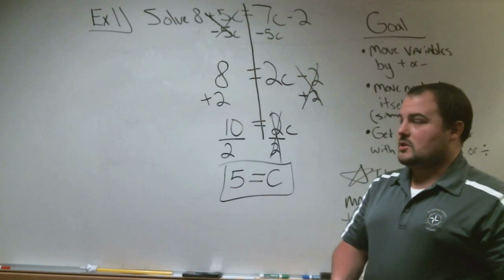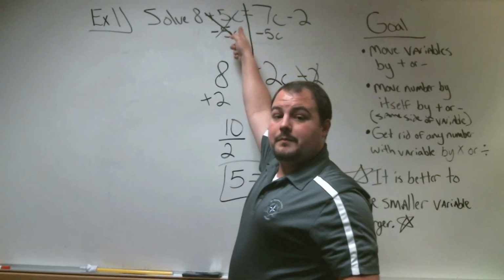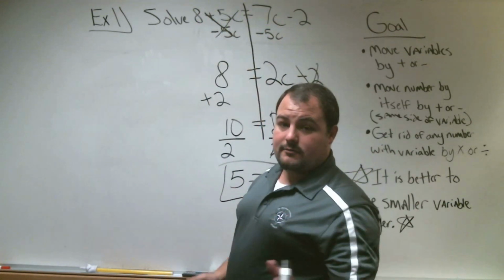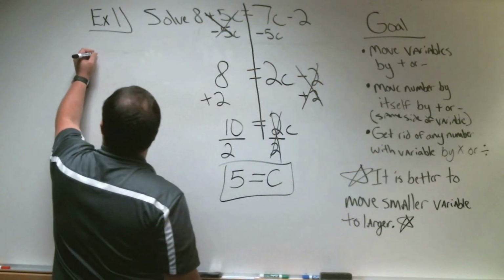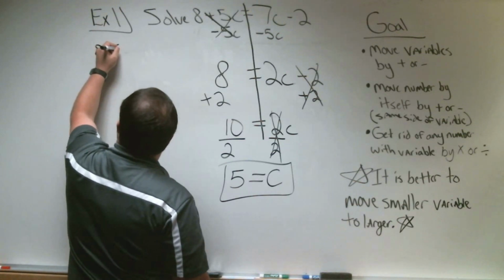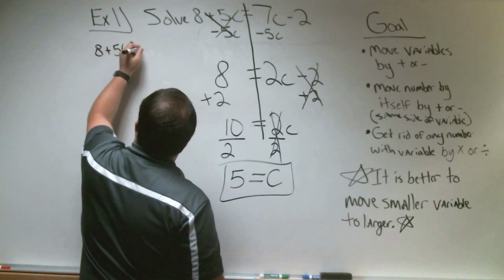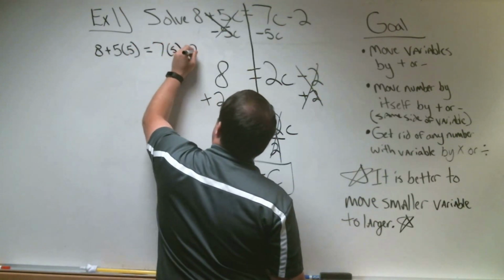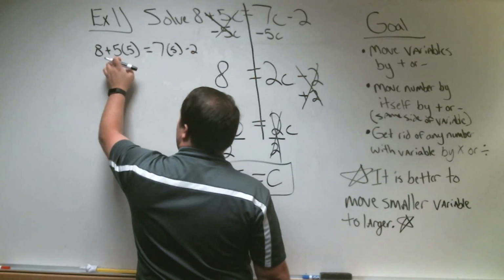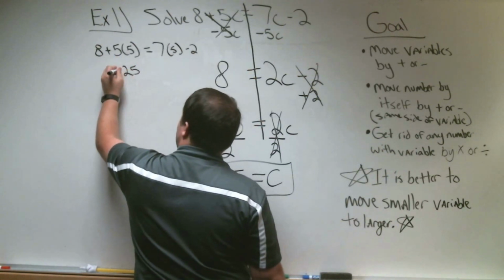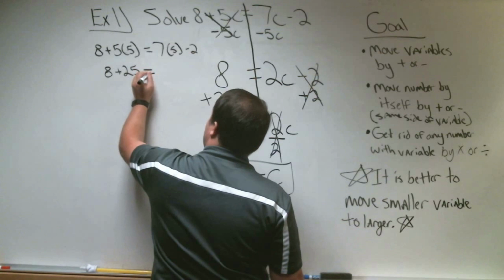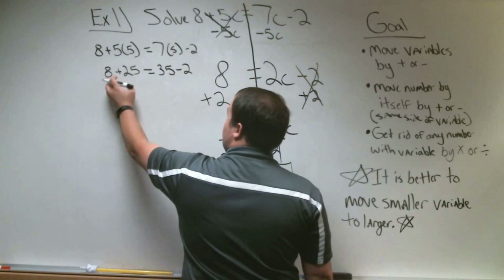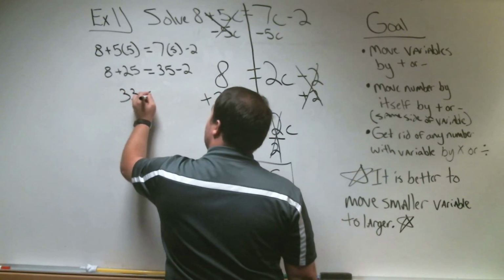And if this is the right answer, then when I put 5 in here, and I put 5 in here, the left side will be exactly the same as the right side. Well, let's look at that. If I have 8 plus 5 times 5, that's going to equal 7 times 5 minus 2. Well, 5 times 5 is 25. So I have 8 plus 25 equals 35 minus 2. 8 plus 25, that's 33.